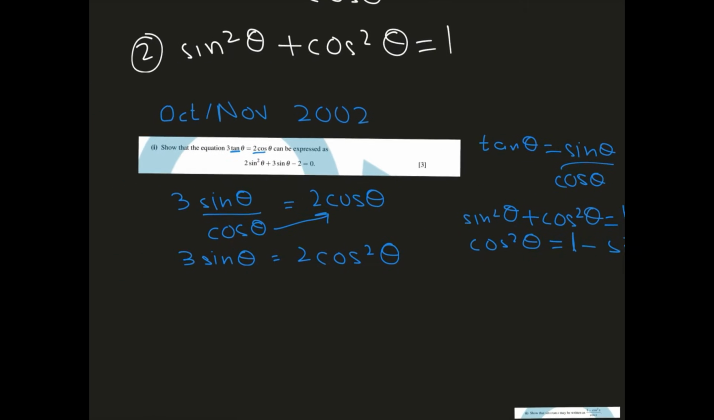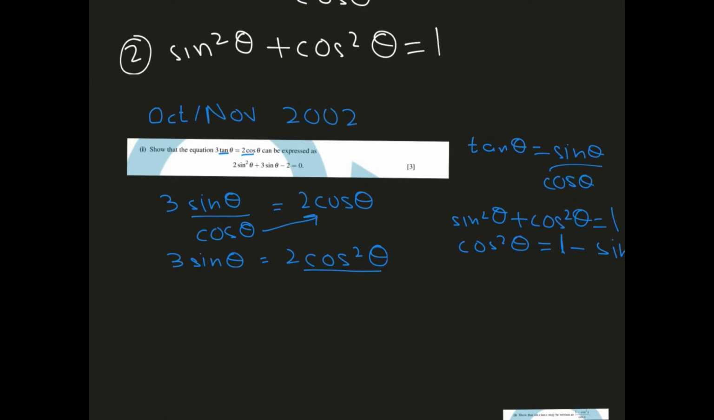So in this equation, instead of cos square theta, we will write 1 minus sine square theta. So we have 3 sine theta, and instead of cos square theta, we are going to write 1 minus sine square theta. Now we will multiply 2 to both the terms. So 2 1s is 2, and 2 times sine square theta is 2 sine square theta.